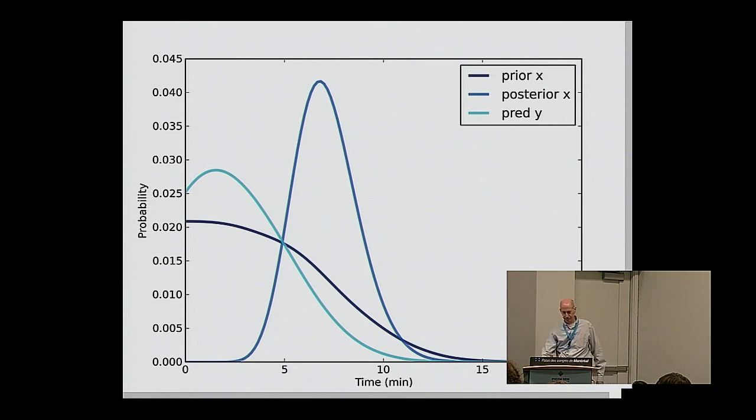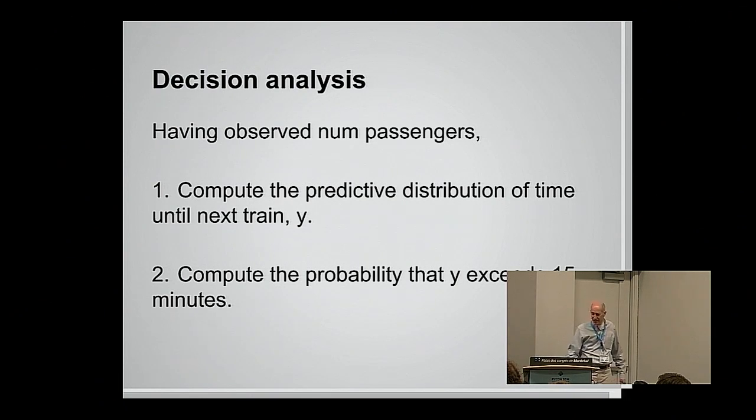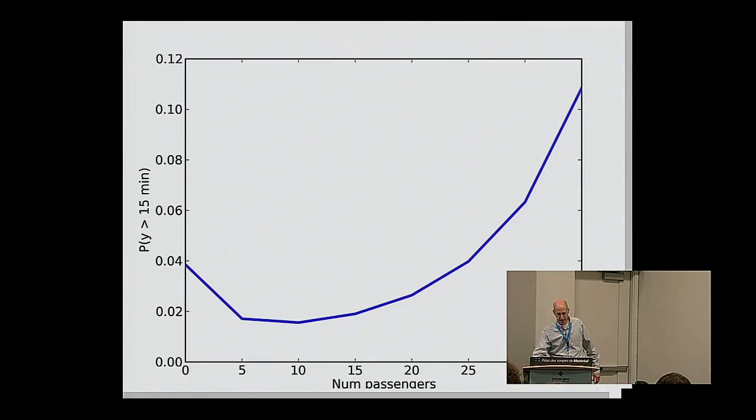Okay. So the last piece of this is, yes, the decision that I have to make is whether to go upstairs and catch a train or not, and for that I need the probability that y exceeds 15 minutes. Because I've got 15 minutes to spare. If it's longer than that, I'm going to miss the commuter rail. I can now do this for each possible value of n, the number of passengers, and that's what this curve is. So the x-axis here is the number of passengers I observe when I arrive, and the y-axis is my probability of missing the commuter rail.